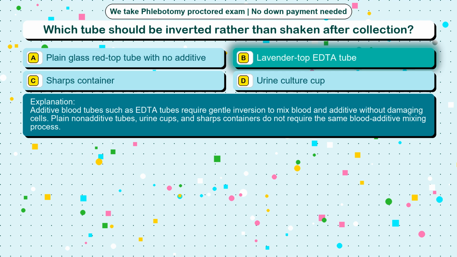Plain non-additive tubes, urine cups, and Sharps containers do not require the same blood additive mixing process.